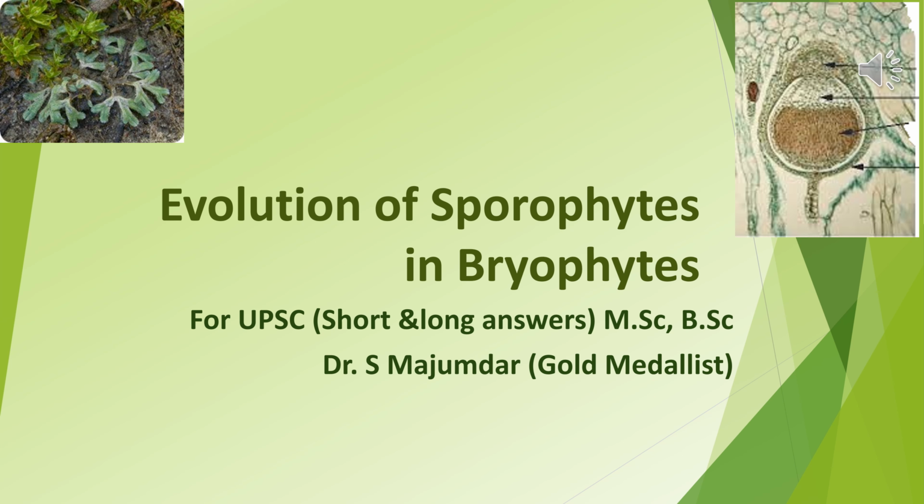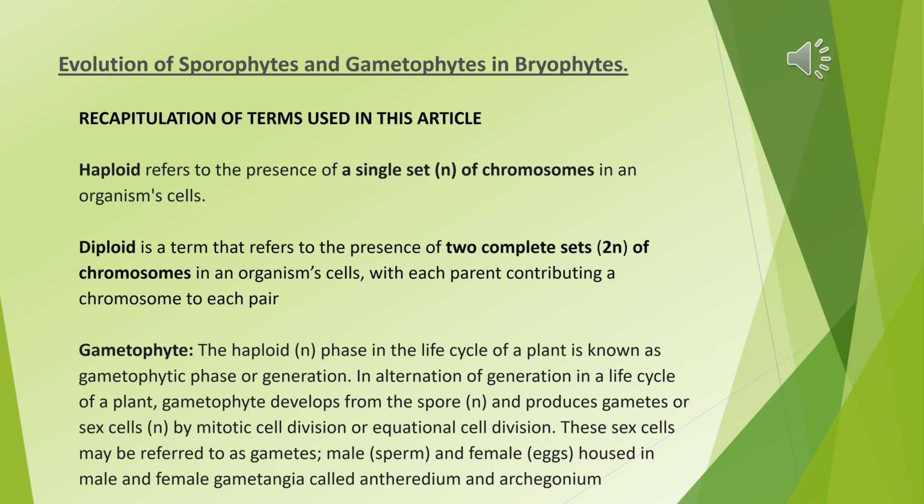For helping UPSC students who have come from non-biology or non-botany streams, a recapitulation or introduction to the subject is given. Evolution of sporophytes in bryophytes. Recapitulation. Haploid refers to the presence of a single complete set, n, of chromosomes in an organism's cell. Diploid is a term that refers to the presence of two complete sets, 2n, of chromosomes in an organism's cell, with each parent contributing a set of chromosomes to the pair.